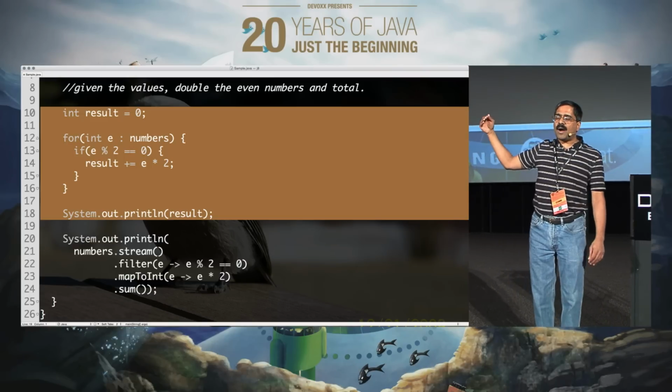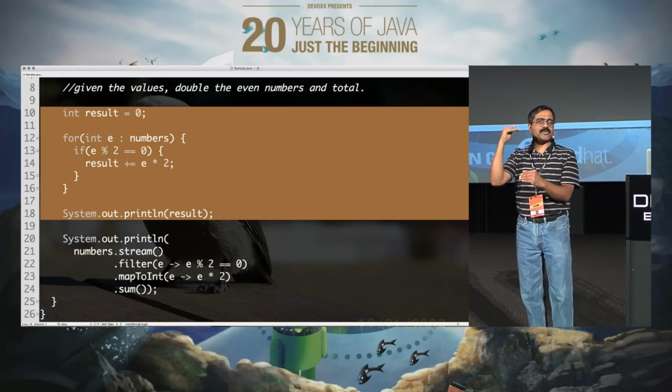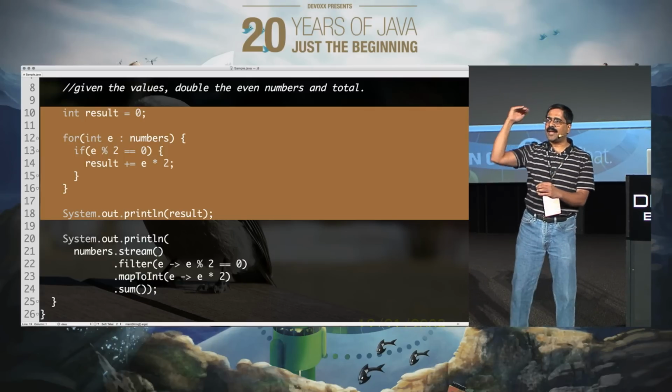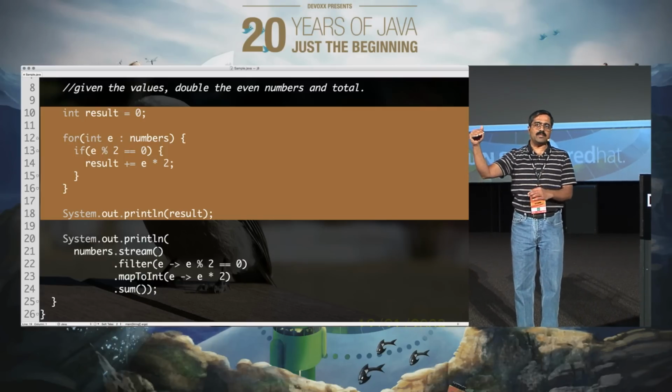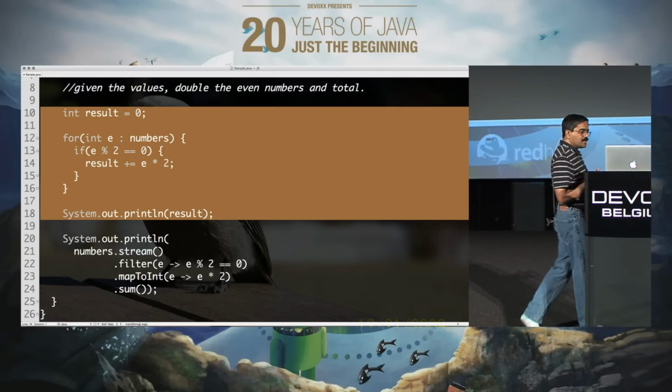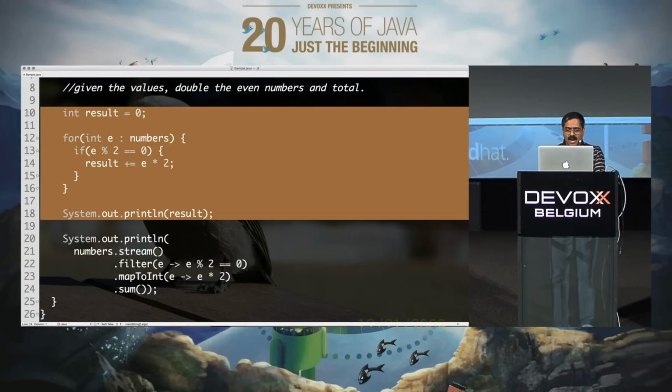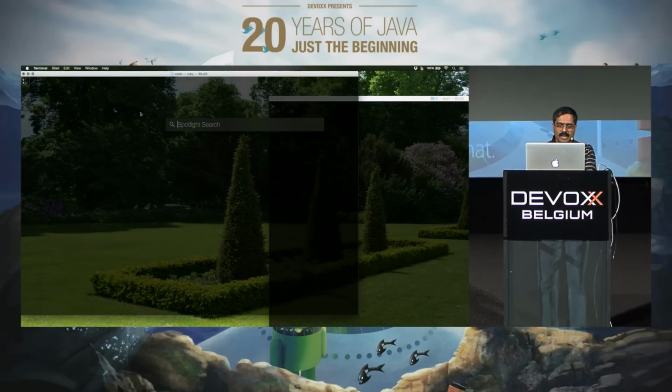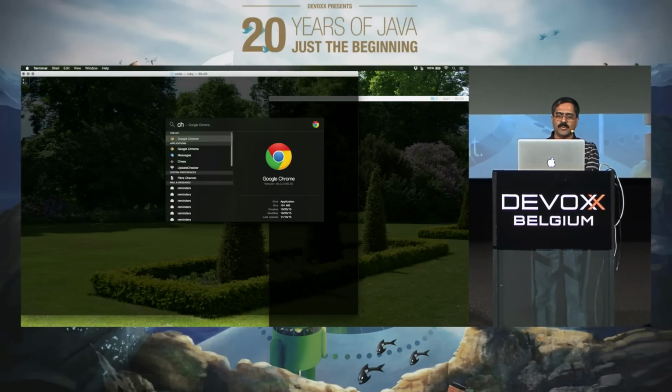But look at the code on the bottom. It's a single pass through. Given the collection, get me even numbers, double them, total. So that becomes a lot easier to read, a lot easier to understand. In fact, I always kept saying this, but I could never convince myself how true this is.